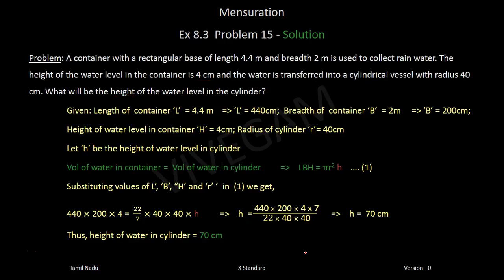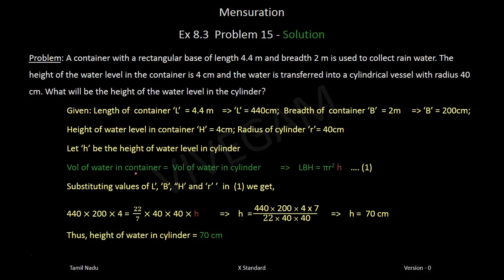So now we are coming to the solution. The length of the container is 4.4 meters, as I told you earlier. That is converted to 440 centimeters. Breadth of the container is 2 meters. That is converted to 200 centimeters. Height of the water level in the container is 4 centimeters. The radius of the cylinder is given as 40 centimeters. Let h be the height of water level in the cylinder. Quantity of water in the container is the same quantity in the cylinder. Both the volumes are equal.